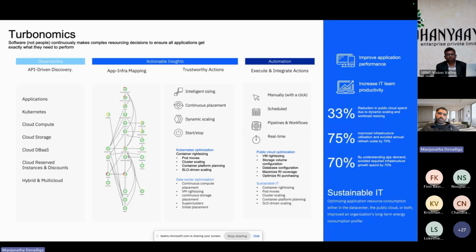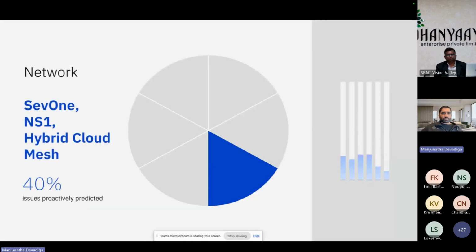It is not only providing you the insights, it will also help you to drive certain trustworthy actions, execute and integrate certain actions from the tool itself automatically as a remediation factor. So that's your Turbonomic piece.